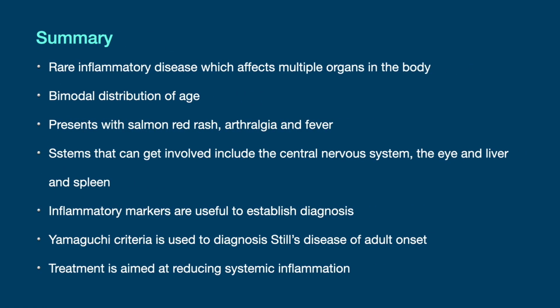Let's summarize. Adult onset Still's disease or AOSD is a rare inflammatory disease which affects multiple organs in the body. It has a bimodal distribution of age and typically presents with salmon red rash, arthralgia, and fever. Other systems that can get involved include the central nervous system and the eye, and liver as well as the spleen. Diagnosis is made clinically, but inflammatory markers are useful to establish diagnosis. The Yamaguchi criteria is used to diagnose Still's disease of adult onset. Treatment is aimed at reducing systemic inflammation.